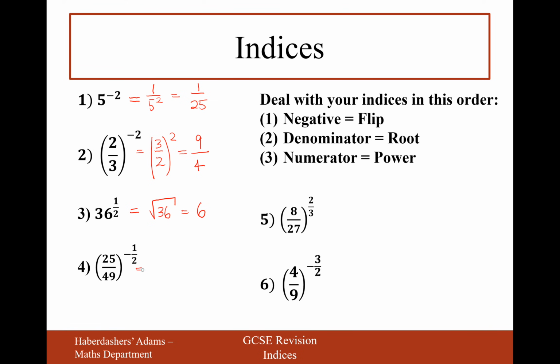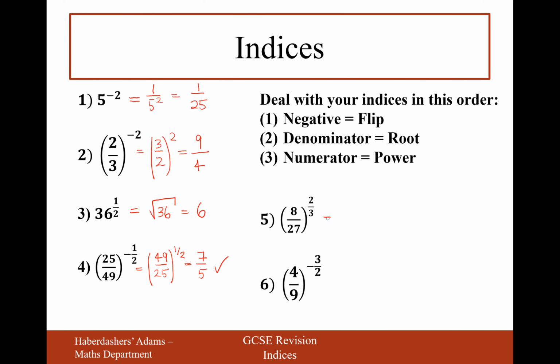Moving on to the next question, I'm going to first deal with the negative bit of this power. That will flip the fraction upside down, so it's 49 over 25 to the power of a half. I've dealt with the negative bit of this power, so I can drop the negative on this power. Now I need to do the denominator, that's the root, so that's going to turn it into 7 over 5. And then I'm going to do the power, and the power is just to the power of 1, so I don't really need to do anything there. So it's just 7 over 5.